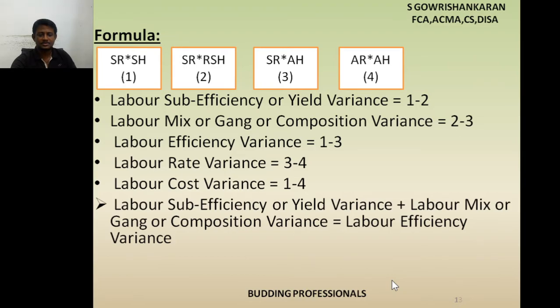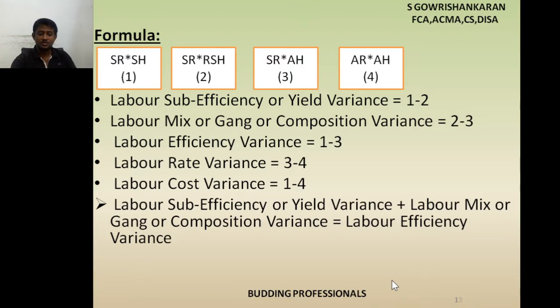This is cross checking. What plus what will give what actually. Labor sub efficiency or yield variance plus labor mix variance equal to labor efficiency variance. Similar to your material cost variance. There, material sub usage variance plus material mix variance equal to material usage variance. There it is usage, here it is efficiency. The terminology is changed because there it is material, here it is labor.